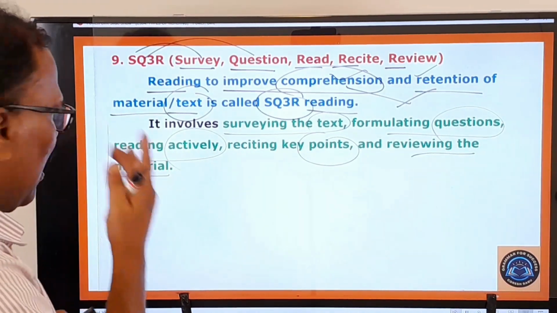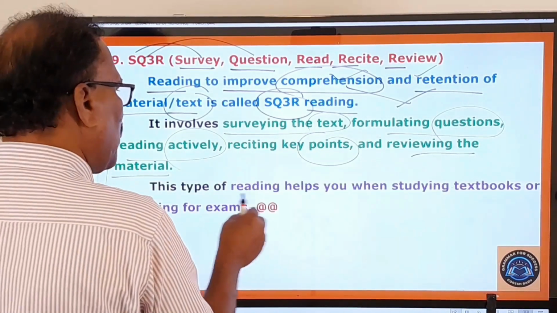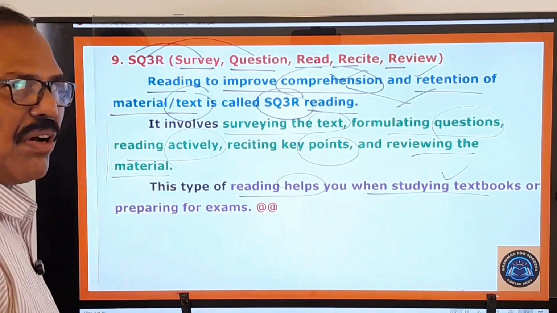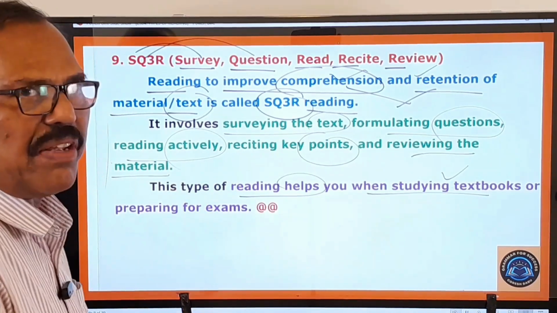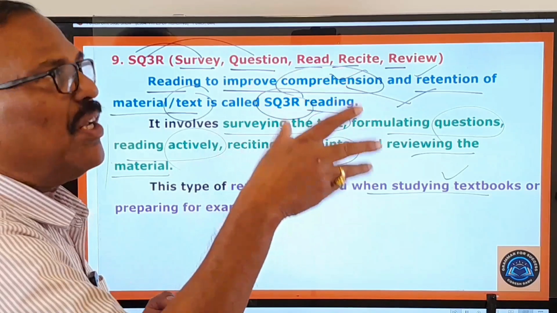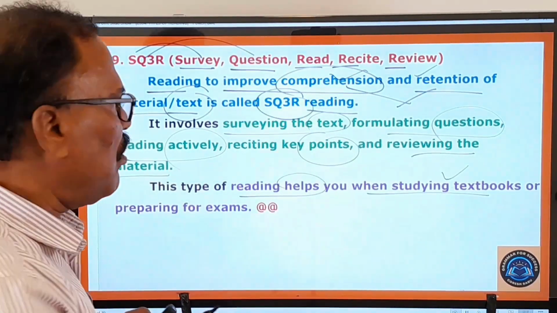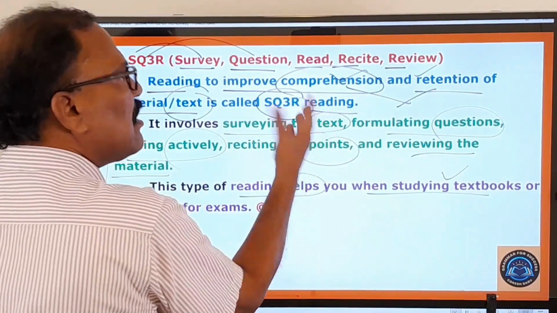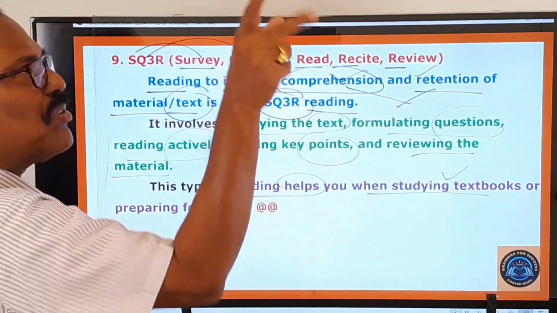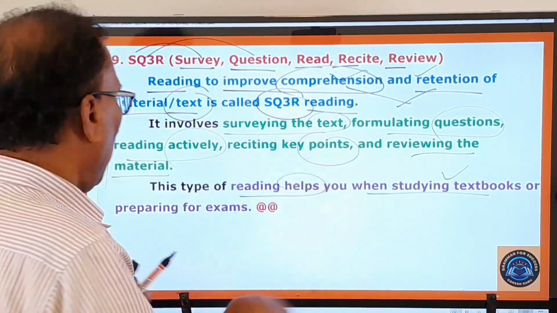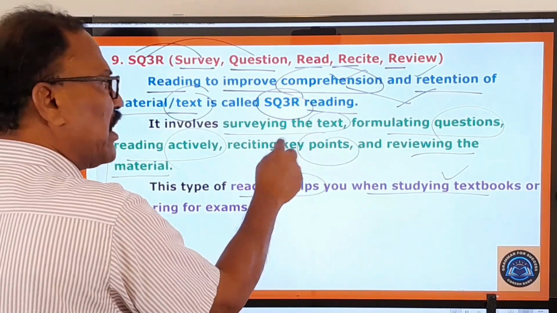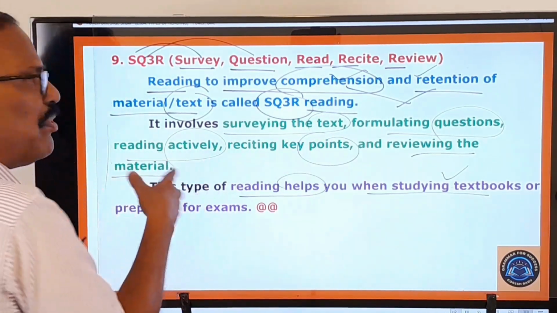The next point about this is, this type of reading helps when you are studying textbooks. Whenever you are studying textbooks, this kind of reading is very important. You take up any subject, you don't read the subject carelessly. While reading that matter, you survey the text. That means you take the meaning of the entire text first. You formulate small questions on your own, and then you read that entire passage actively. You choose some key points of that passage, and you review the whole material.